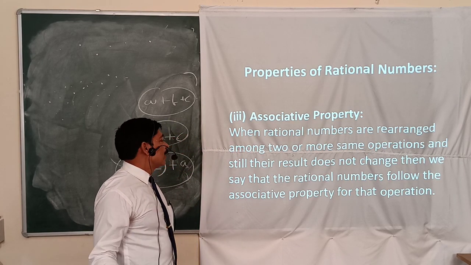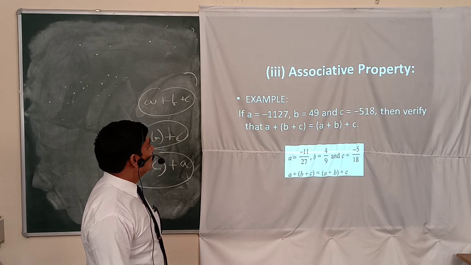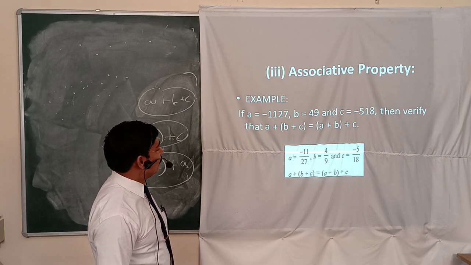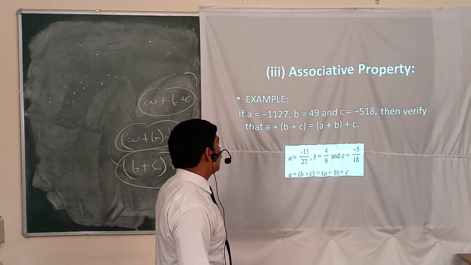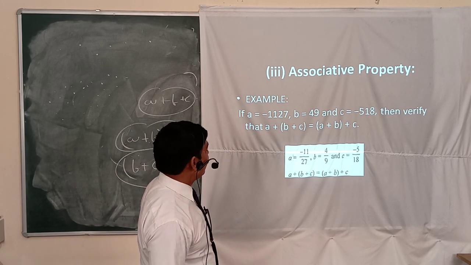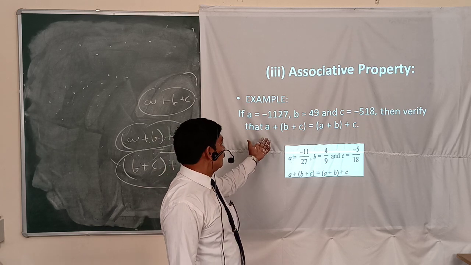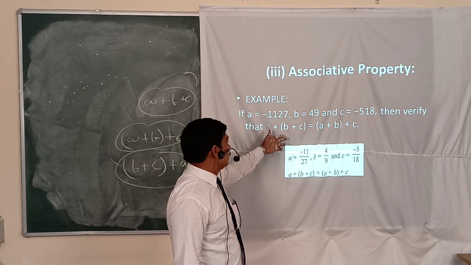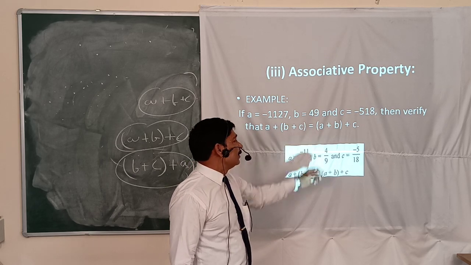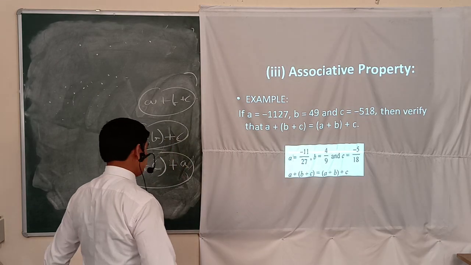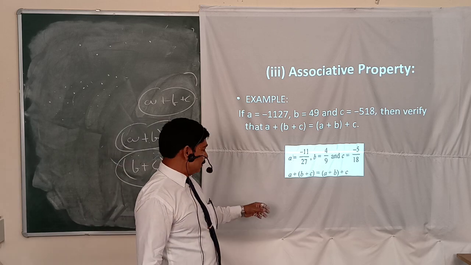Afterwards, the next one is examples. Here the values of A, B, C are given, and we have to verify the associative property. So here B plus C is to be solved first, and then in the second one A plus B will be solved first. So let us see the solution.